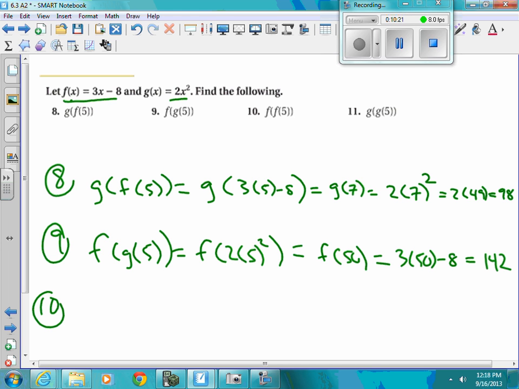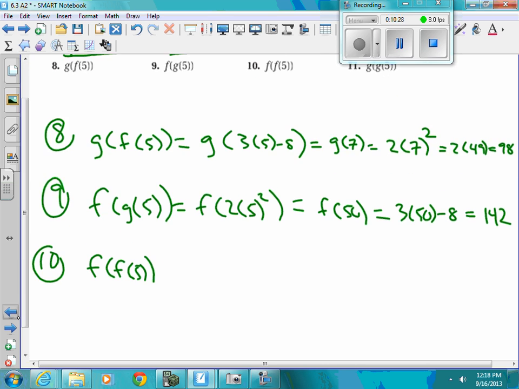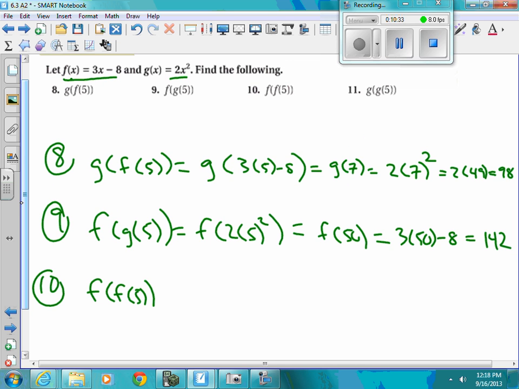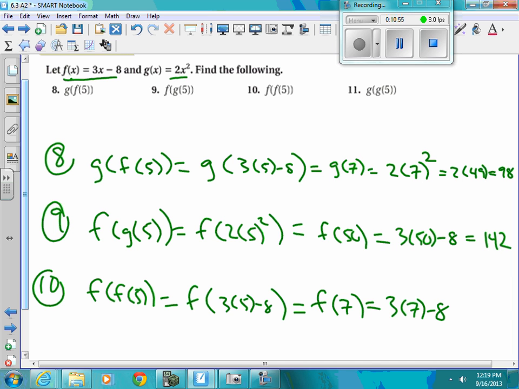And this looks kind of weird, but f of f of 5, can we do that? Yes, we can. We can do a composition of a function within itself. We're going to start with the f function. So we're going to plug 5 into f. 3 times 5 minus 8 is 15 minus 8. We've done this before, 7. So we're going to plug 7 into f again. The result, 3 times 7 minus 8 is 21 minus 8, or 13.